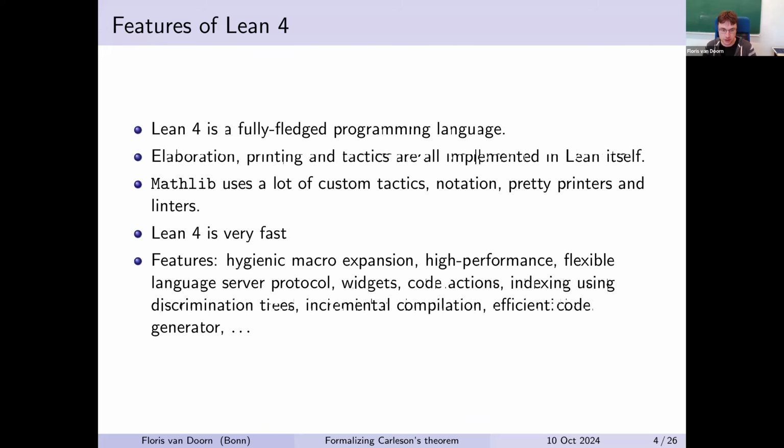So if you edit a proof, it will just start compiling from that point in the tactic proof. There's also an efficient code generator. So if you write your tactic, you can compile it down to C code, and that will efficiently run your tactic, which is nice and used for all of the built-in tactics in Lean.